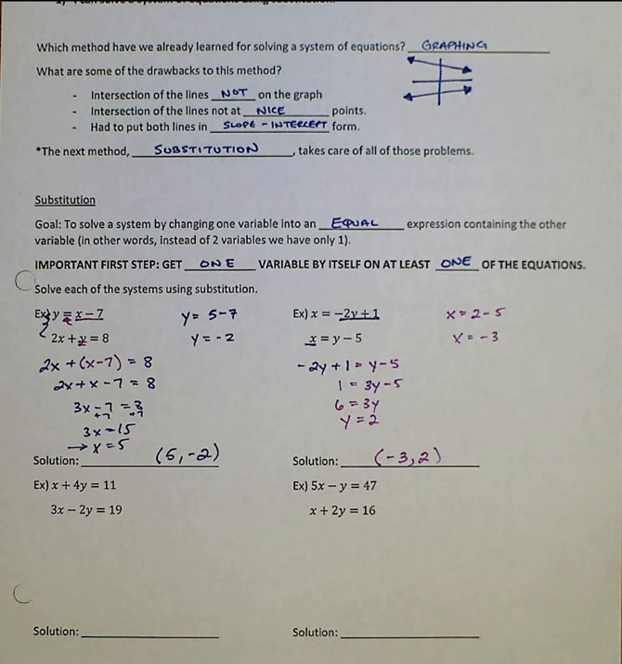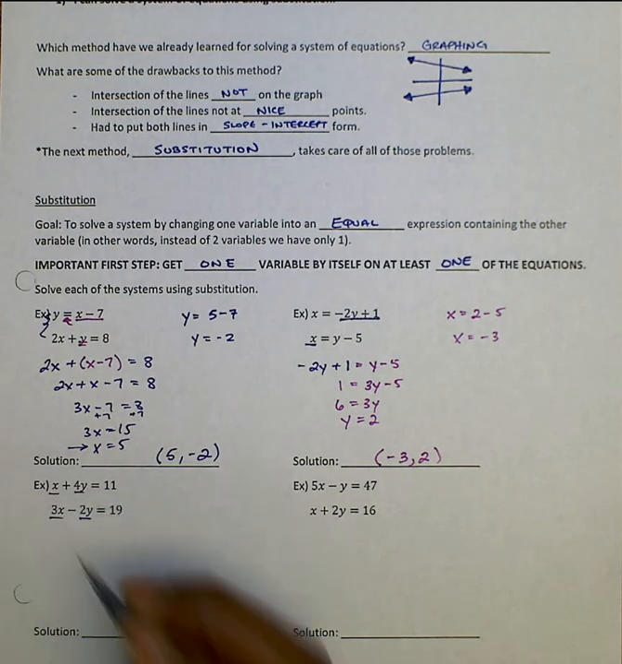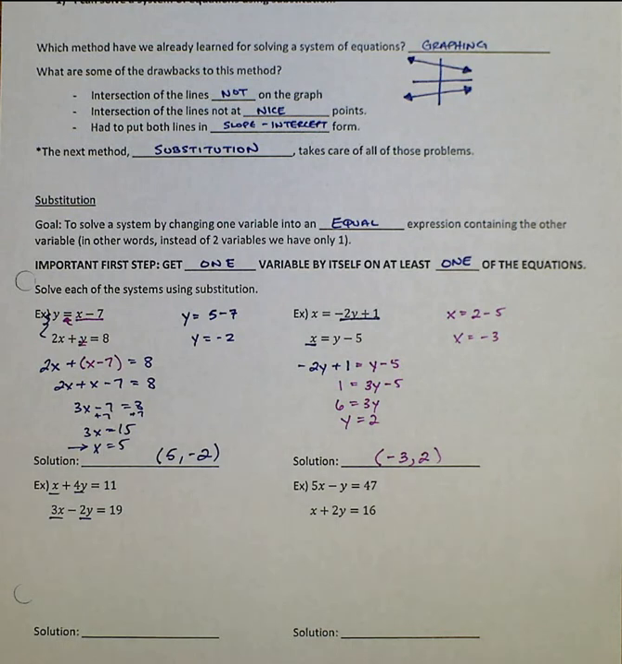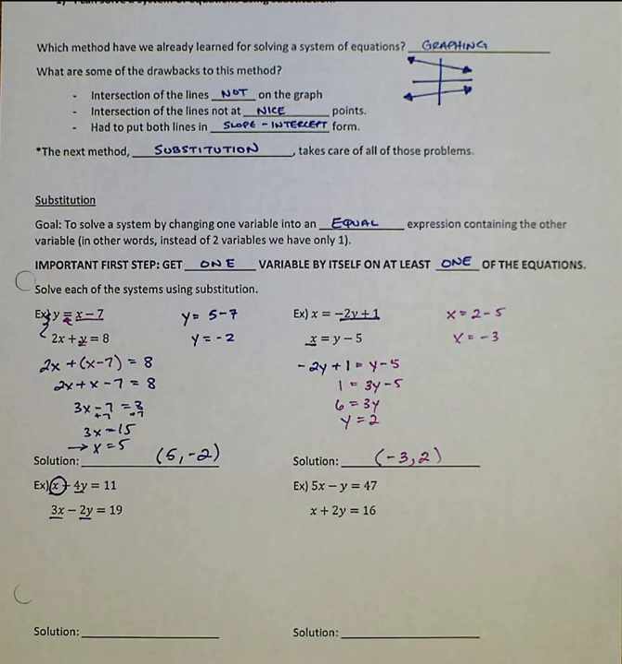As we look at these two equations, we should ask ourselves, is a variable by itself? In this case, the answer is no. Then we should say, which variable is going to be the easiest to get by itself? We have x's and y's in both equations, but this x is positive and by itself. So that's probably going to be the easiest to get by itself.